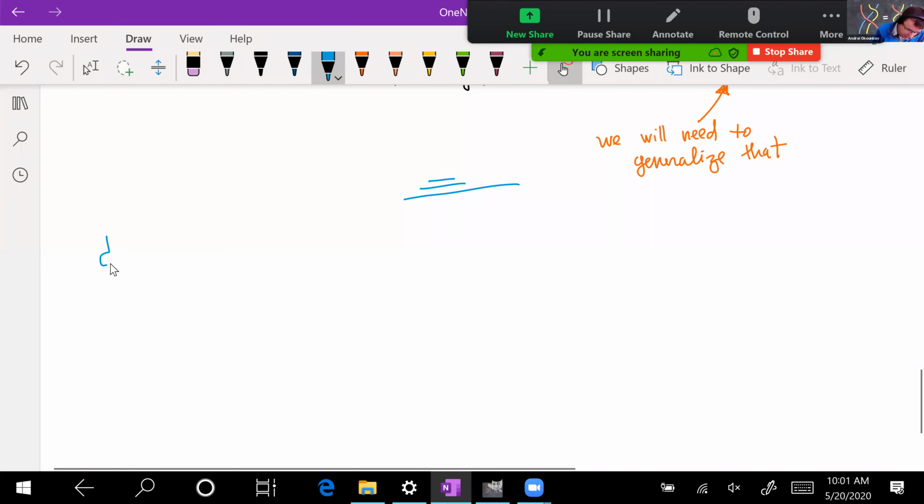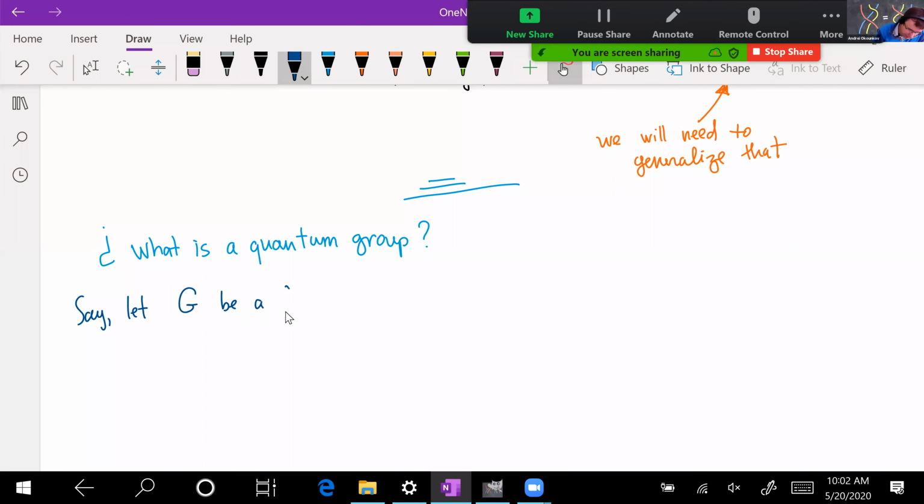So maybe I'll start with what a quantum group is. A quantum group is an algebra of a certain kind, and to motivate the discussion, let's start with an example. Say let G be a finite group.